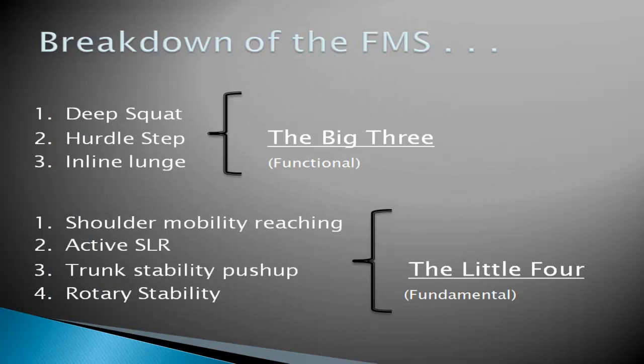There are 7 basic movements of the FMS. Further breakdown of the FMS is into the big 3, which are considered functional patterns, and the little 4, which are considered fundamental movements. Components of the big 3 are the deep squat, the hurdle step, and the inline lunge. Components of the little 4 are shoulder mobility reaching, active straight leg raising, trunk stability push-up, and rotary stability.